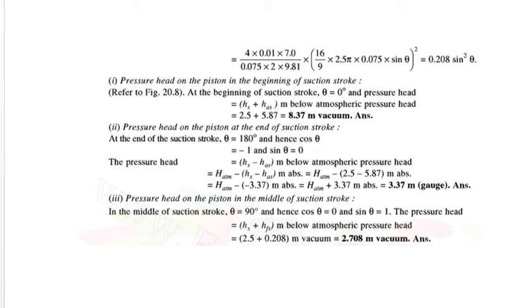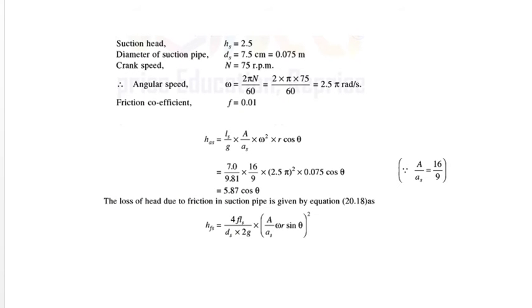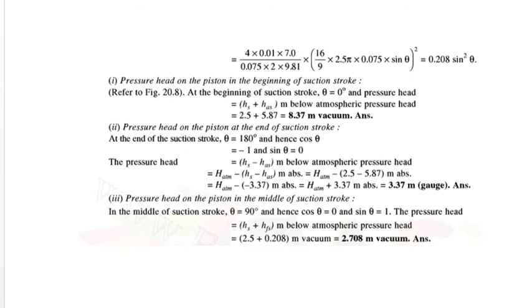At the beginning of the suction stroke you know that theta is equal to 0 degree. So you can put the value of theta 0 degree in this formula. You know the value of cos theta is 1. So the total pressure head at the beginning of the stroke is h_s plus h_as, but this value will be below the atmospheric pressure head. h_s is given, h_as you had calculated, so this value is 8.37 meter vacuum.